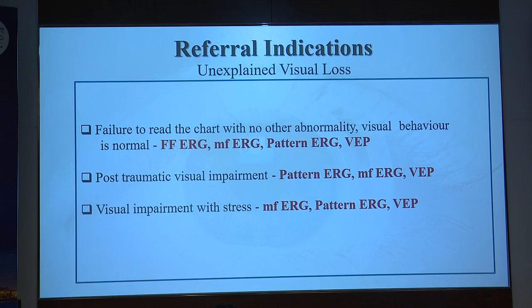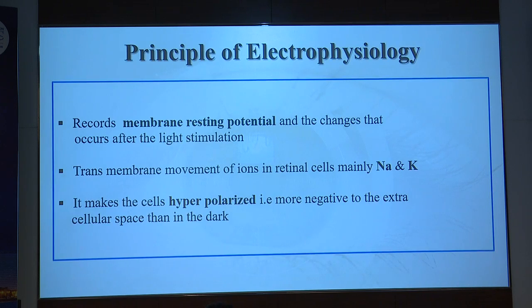When there is an unexplained visual loss, there is a failure to read the chart with no other abnormality, and visual behavior is normal. In that case, we need full field ERG, multifocal ERG, pattern ERG, and VEP. In post-traumatic visual impairment, pattern ERG, multifocal ERG, and VEP are required. In visual impairment with stress, multifocal ERG, pattern ERG, and VEP are of help.